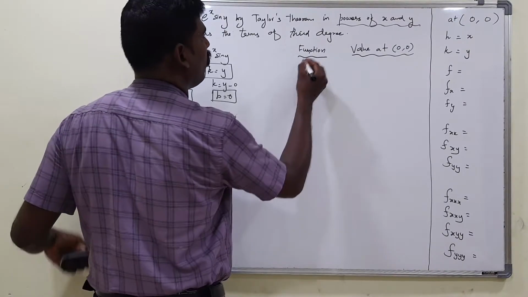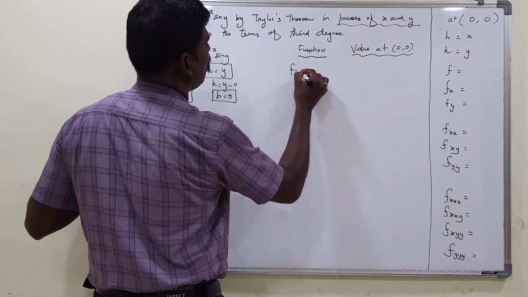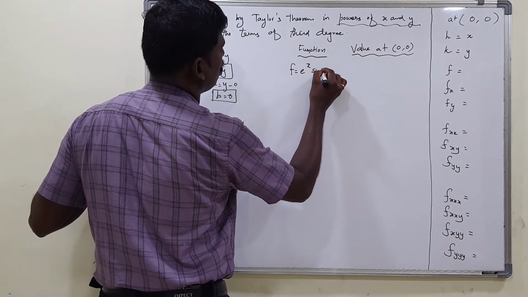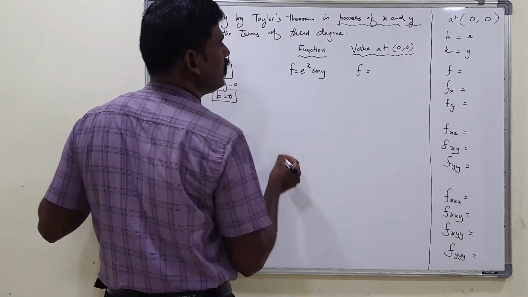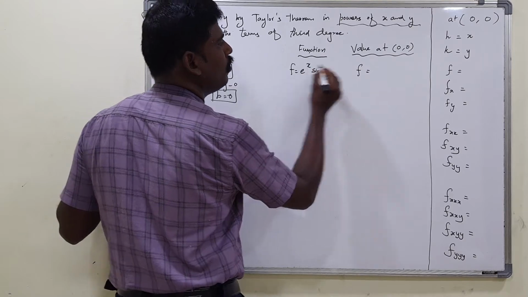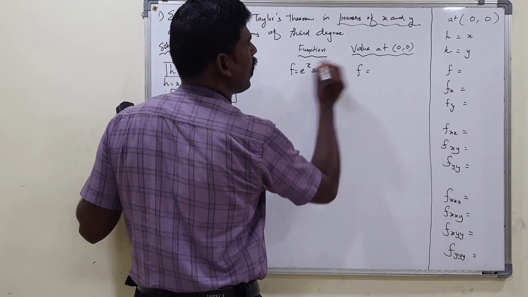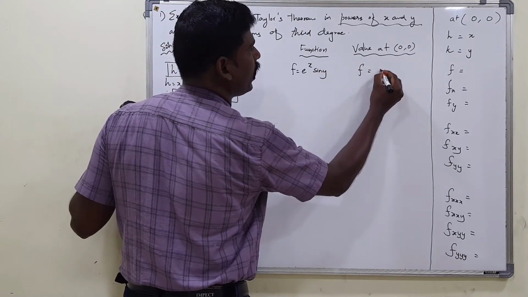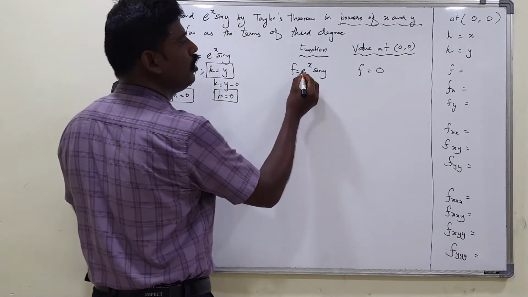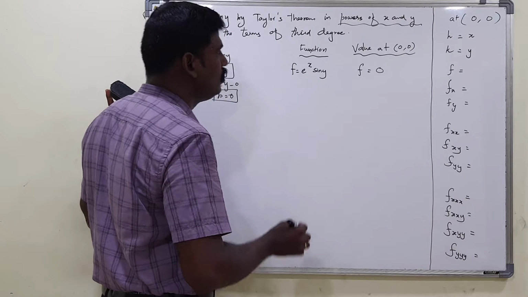Right. What is the given function f? E power x sin y, isn't it? So f at 0, 0, isn't it? So e power 0, isn't it? E power 0 is 1, isn't it? Substitute x equal to 0 and y equal to 0. What is sin 0? 0. So the entire value will become 0. E power 0 is 1, but sin 0 is 0.